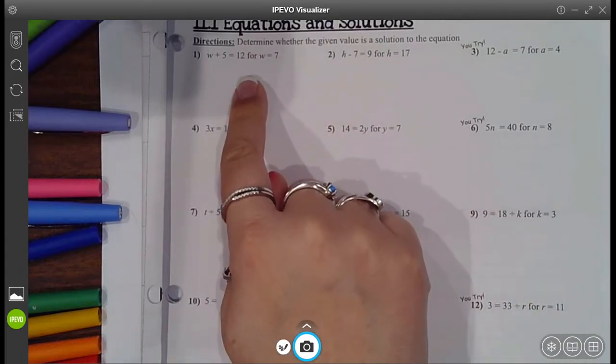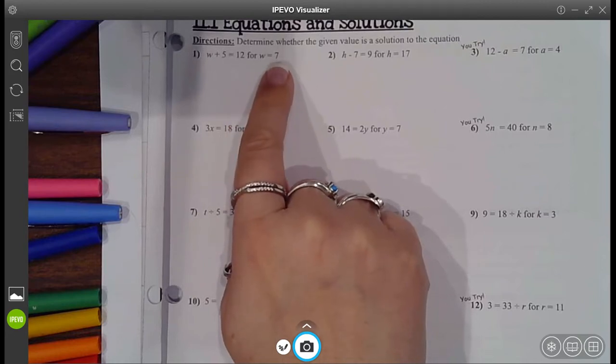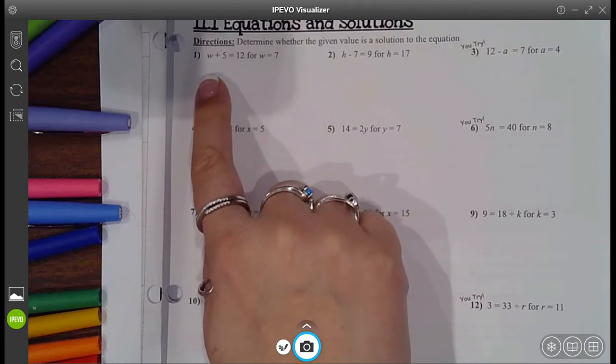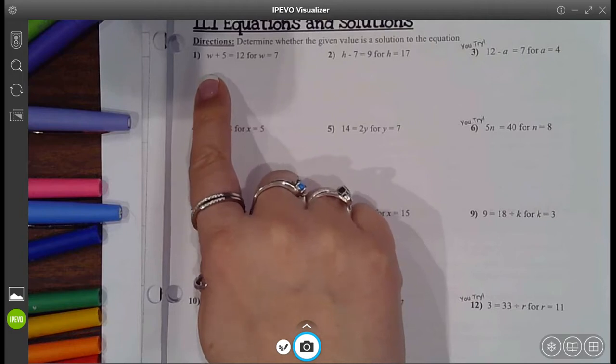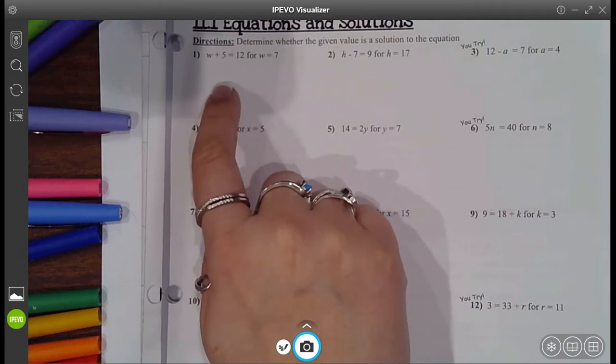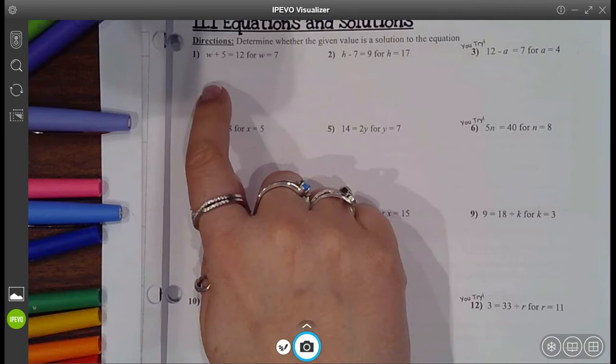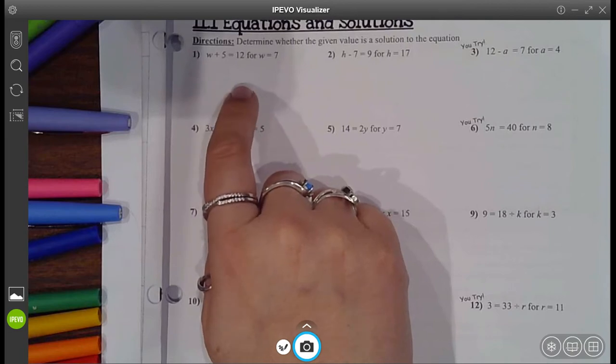Now, in order for that to be true, when you substitute in what they think the answer is, it needs to make a true statement, meaning it needs to end with like 20 equals 20 or 10 equals 10. It can't be like 10 equals 7. That would be an untrue statement.